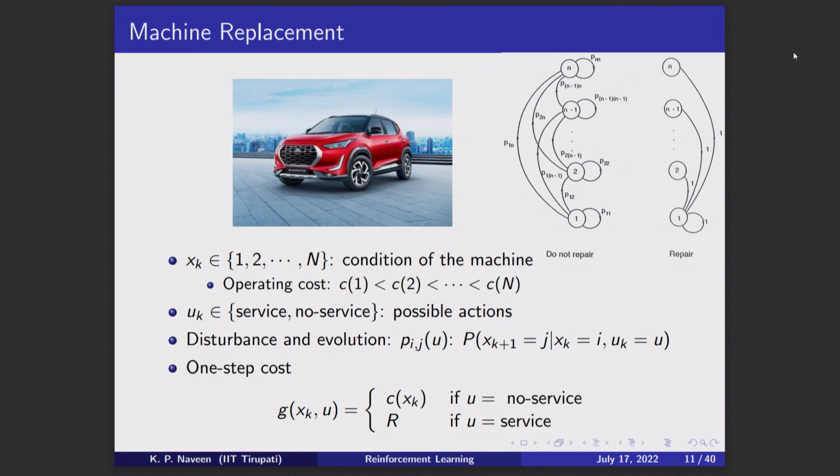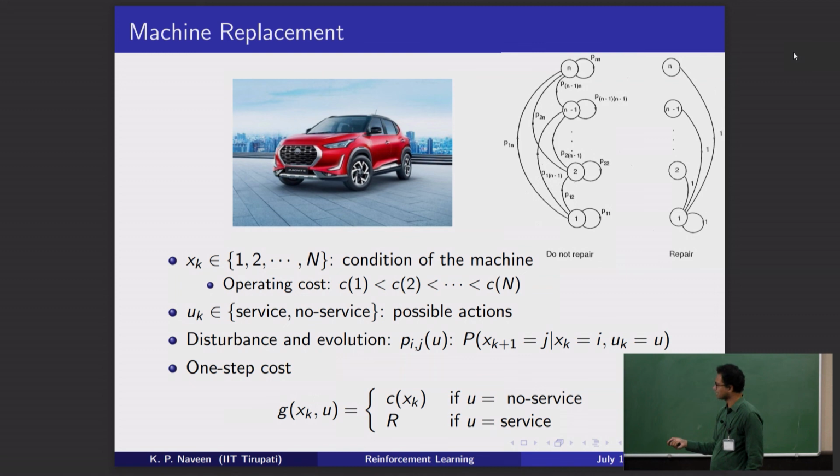Okay, so let's say you wish not to take your vehicle to service. So this is the operating cost. Depending on where you are, you may be somewhere here. So C of xk, you still keep continuing. This is your operating cost. And if you wish to take the vehicle to service, let's say there is a fixed cost R.